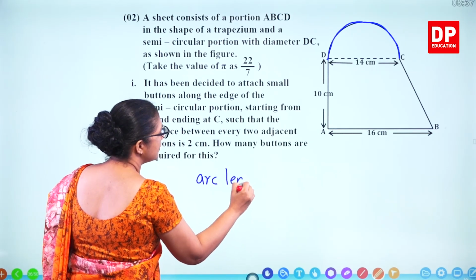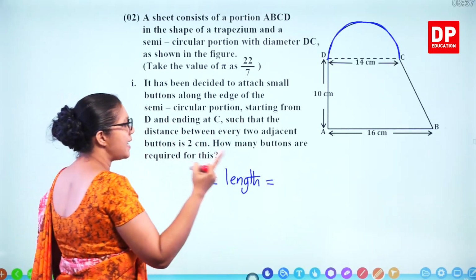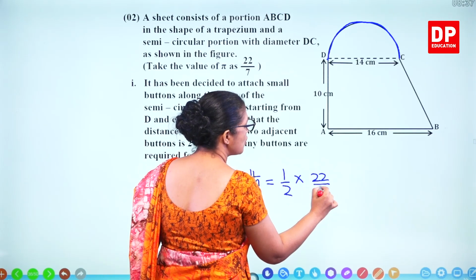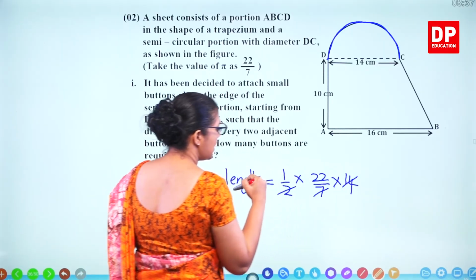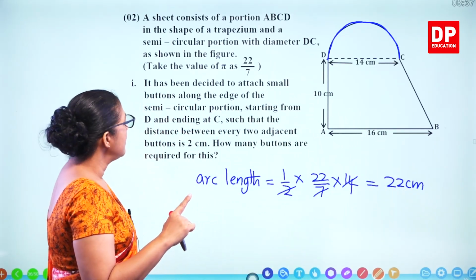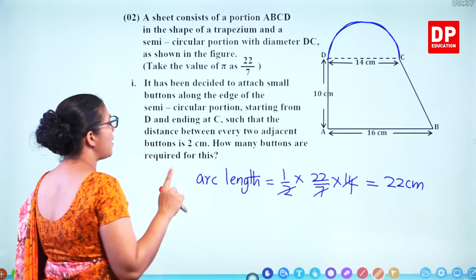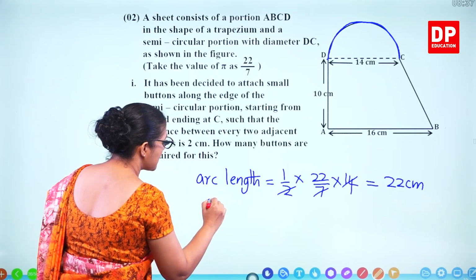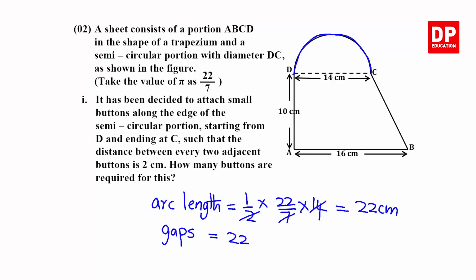Arc length: 2 pi r, or here diameter is given, pi d, but half into pi d. Pi you can take 22/7, d is 14. 7 times 2, 14, and you get 22 centimeters. So that's the arc length. So here the gaps between 2 adjacent buttons is 2 centimeters. So you can find out how many gaps are there. So 22 divided by 2.